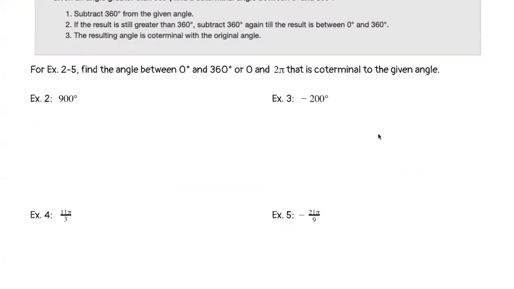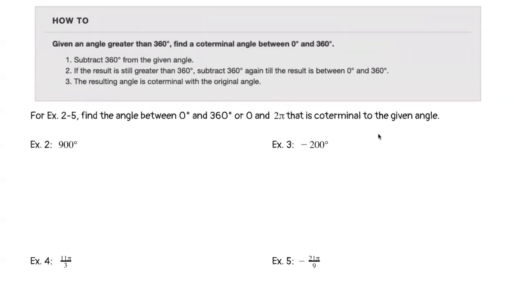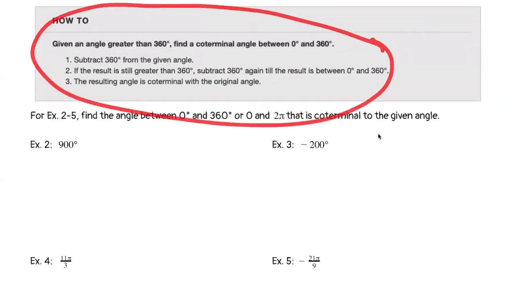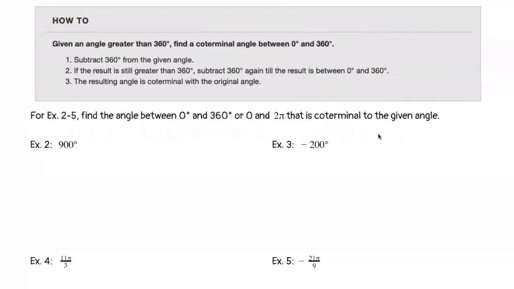All right, so let's look at some angles that have not so nice names and figure out what the name would be better called, okay? So I clipped a little how-to from your textbook, all right? So some of you asked about that textbook. I try and use resources from there. That way, when you go back and read your textbook, you can kind of see like, okay, they do give me some steps. Maybe this is helpful, all right? So given an angle greater than 360, what are we gonna do? We're gonna subtract 360 from the given angle.